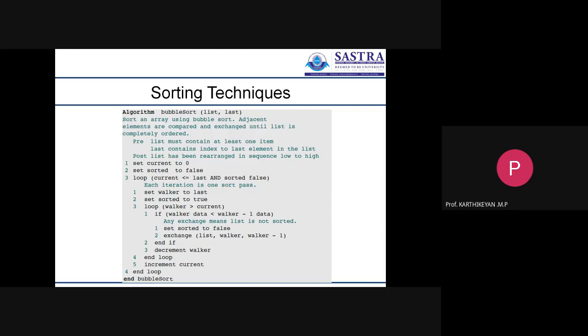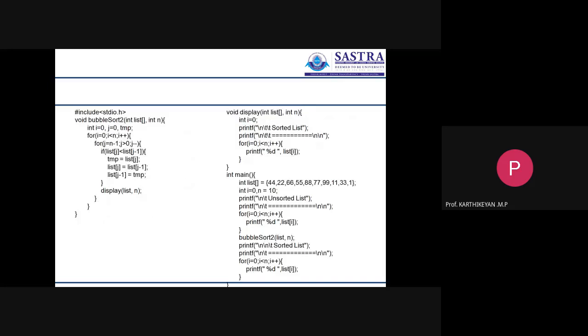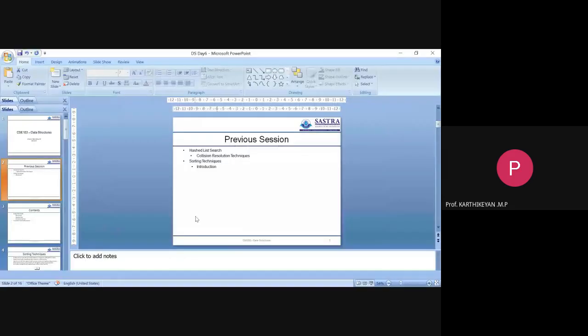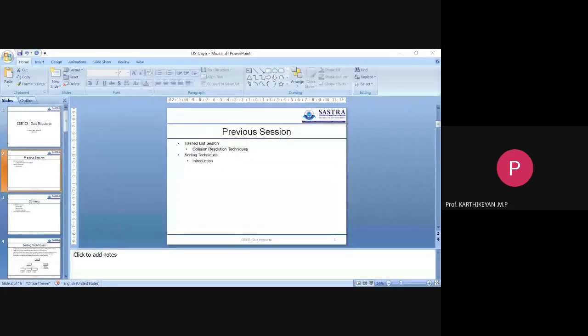And for that also the algorithm is given here. So current value is 0, sorted is false. Until all the elements are sorted, we need to repeat: walker is compared with walker minus 1, adjacent values. If it is so, we are performing the exchange operation. Now for that also an example program is given here. Let us see the example program in the window.